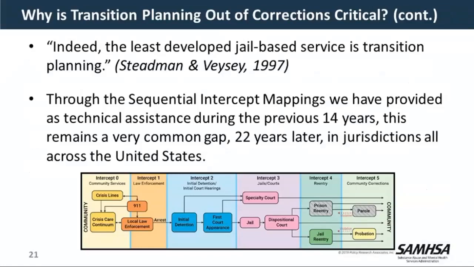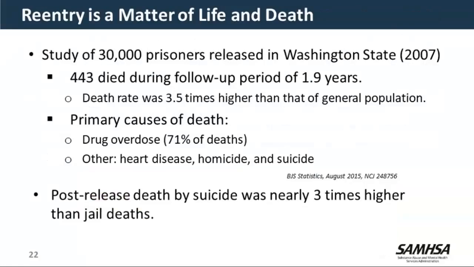Our former president, Hank Stedman, who is now retired, and Bonnie Vesey 22 years ago in one of their publications, really summarized well. Indeed, the least developed jail-based service is transition planning. And what we continue to see in 14 years of things like sequential intercept mappings is that this remains a very common gap amongst jurisdictions across the United States 22 years later. And this really is, as you're going to hear me talk about here in a few minutes, a matter of life and death for people in terms of how well we do at transition planning and reentry planning for people who are coming back into the community. But it remains a significant gap across the United States and our home jurisdictions.